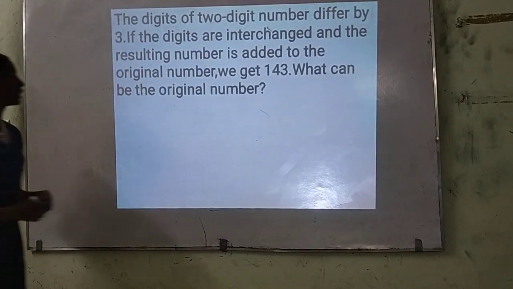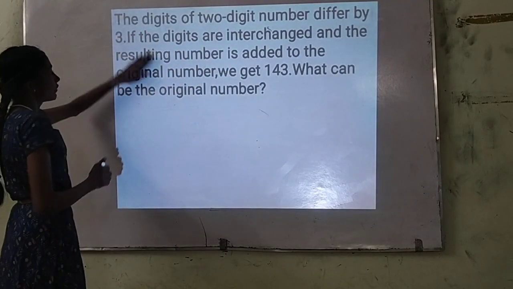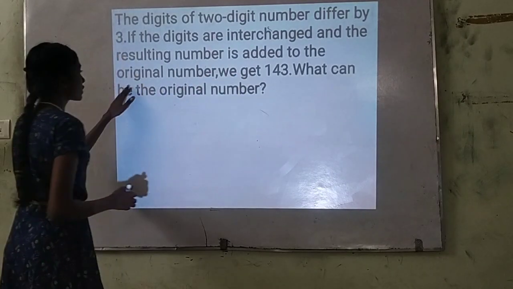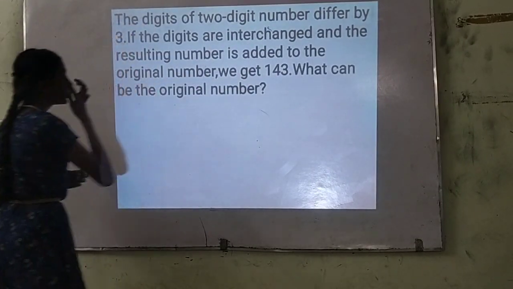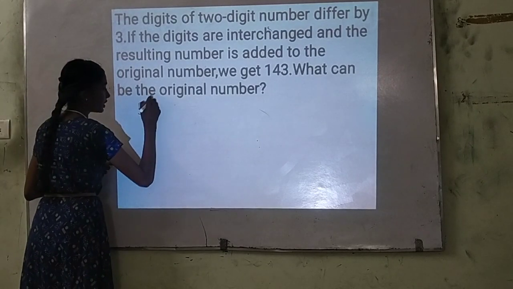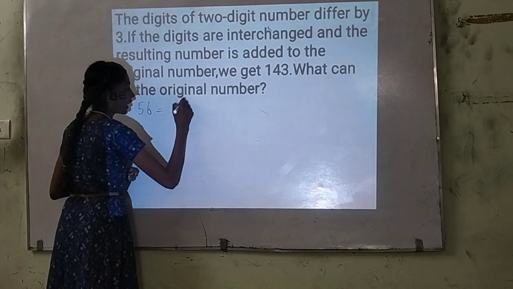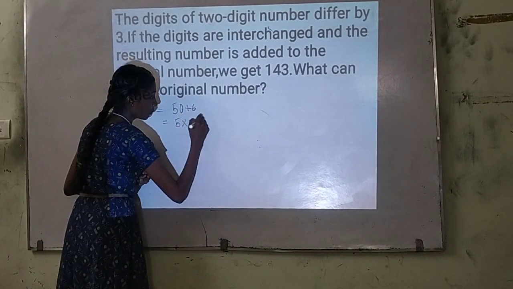Now let us take another problem. The digits of a two-digit number differ by 3. If the digits are interchanged and the resulting number is added to the original number, we get 143. What can be the original number? Now, let us take a number 56 for example. How can I expand 56? We can write 50 plus 6, that's equal to 5 into 10 plus 6.